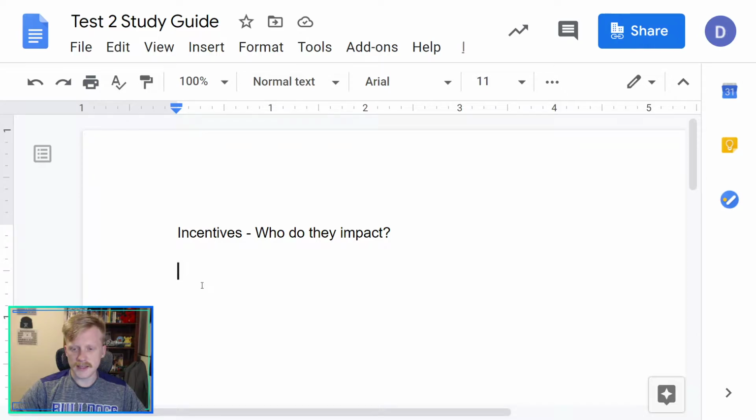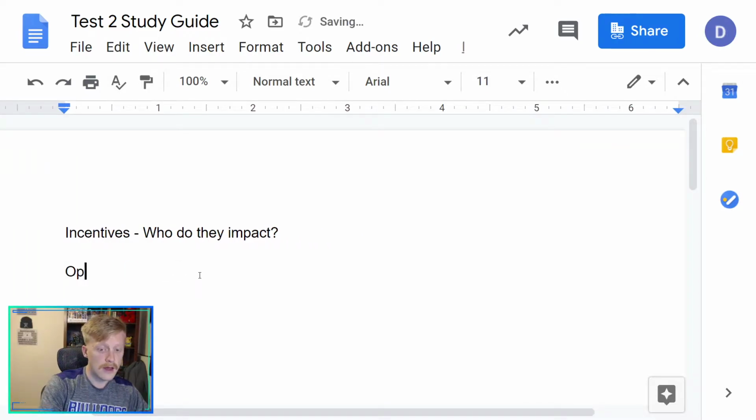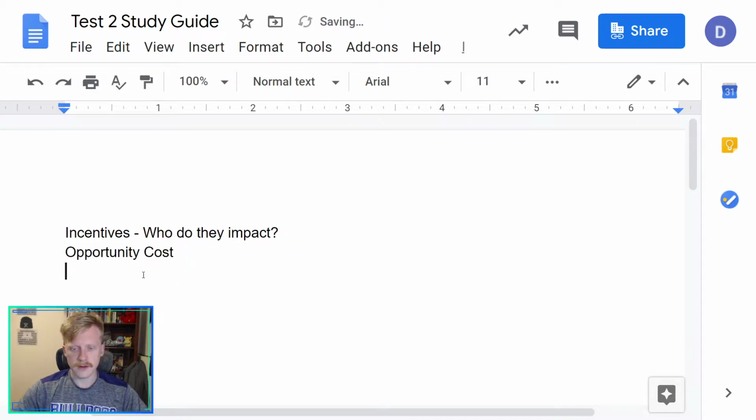There's this idea of opportunity cost. You're going to want to know that idea. It's very important. I'm going to go ahead and remove the space there. You're going to want to review the law of supply and the law of demand.